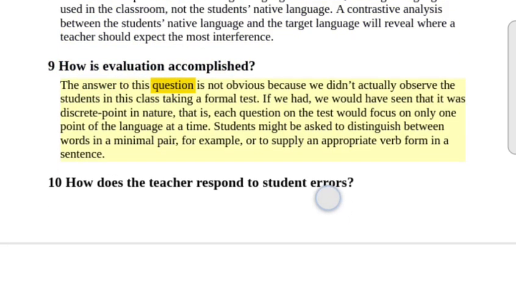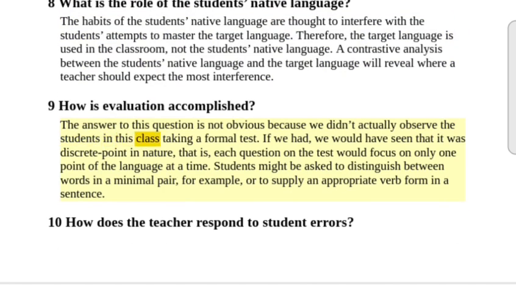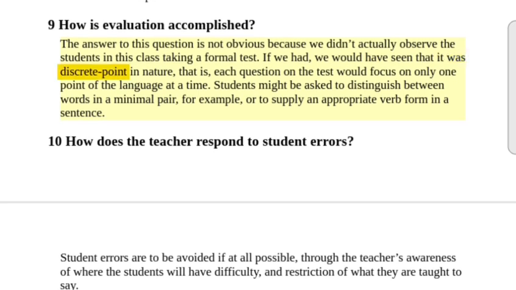9. How is evaluation accomplished? The answer to this question is not obvious because we didn't actually observe the students in this class taking a formal test. If we had, we would have seen that it was discrete point in nature, that is, each question on the test would focus on only one point of the language at a time. Students might be asked to distinguish between words in a minimal pair, for example, or to supply an appropriate verb form in a sentence.